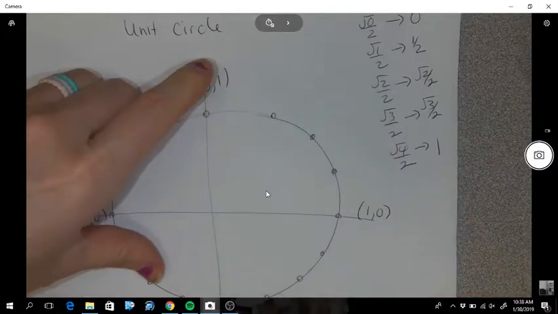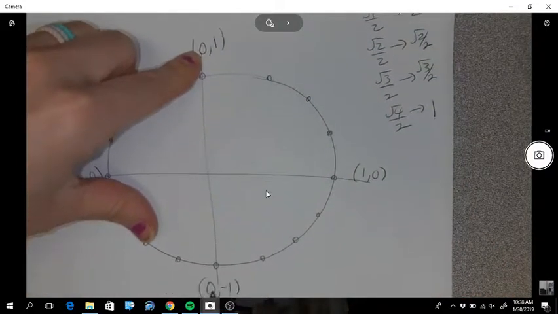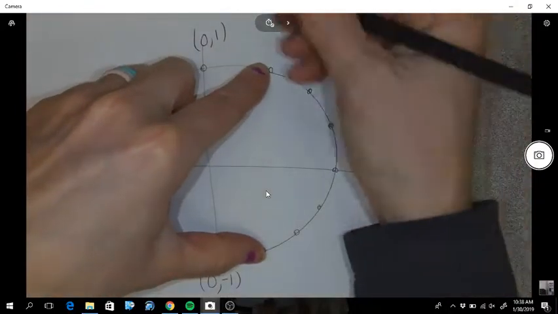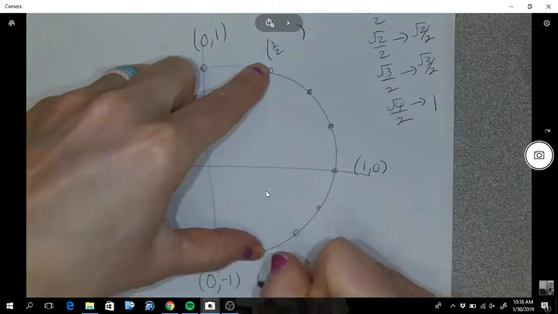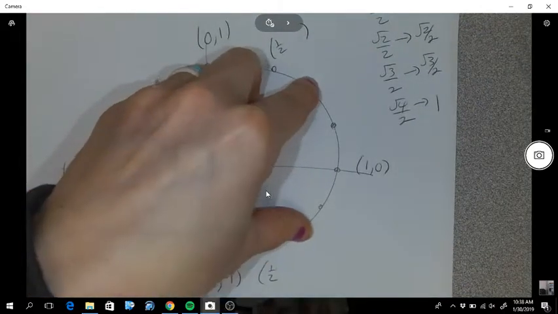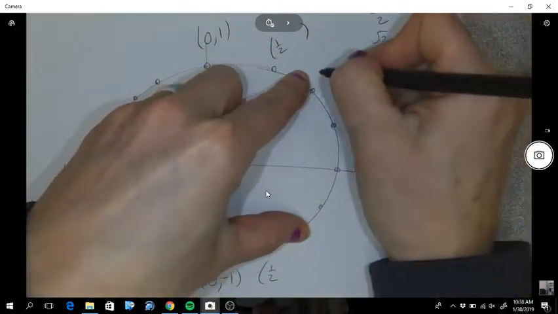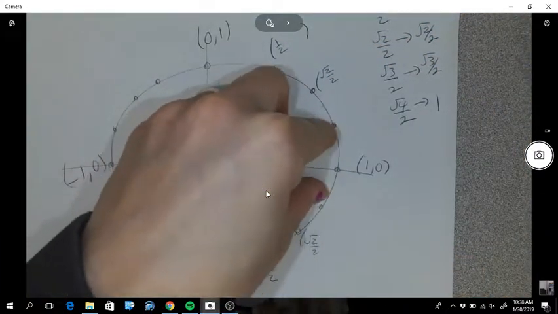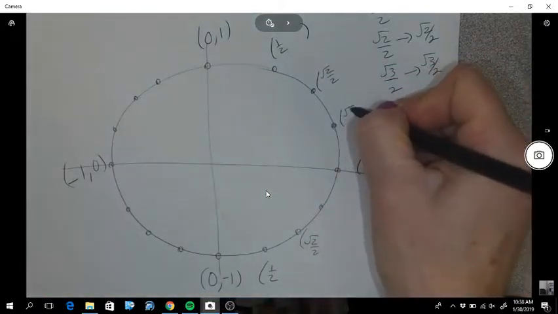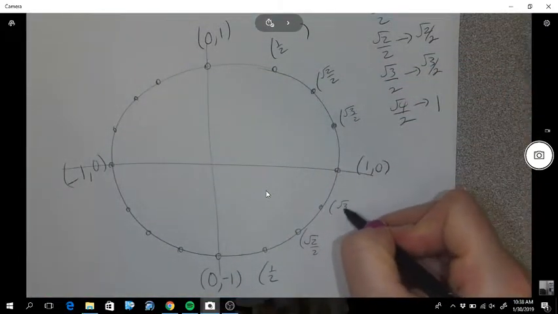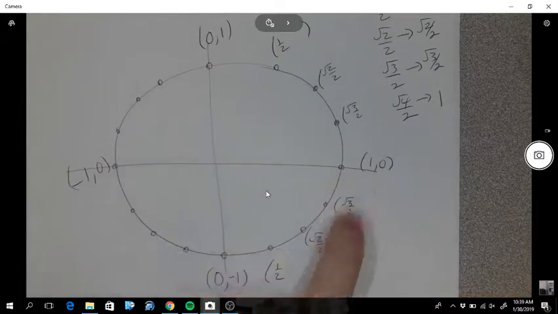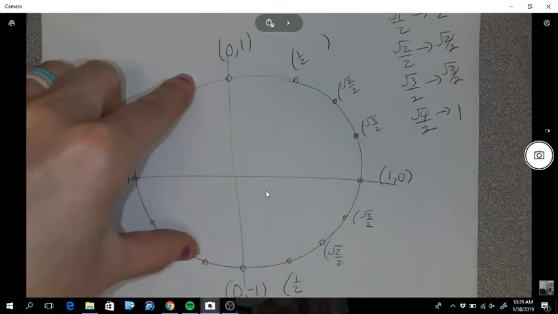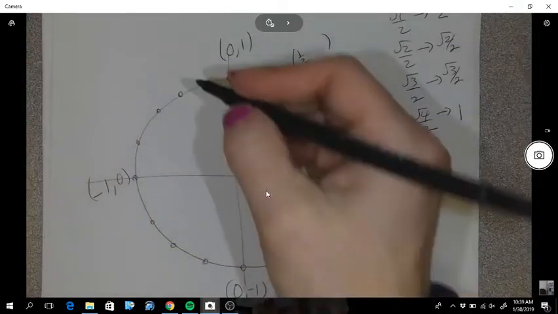Okay, so let's start at 0 for x's. So here's my 0 and 0. So then these would have x coordinates of 1/2. These would have x coordinates of root 2 over 2. Then root 3 over 2. And then 1. Okay, now go backwards. So x coordinates of negative 1/2, negative root 2 over 2, negative root 3 over 2.